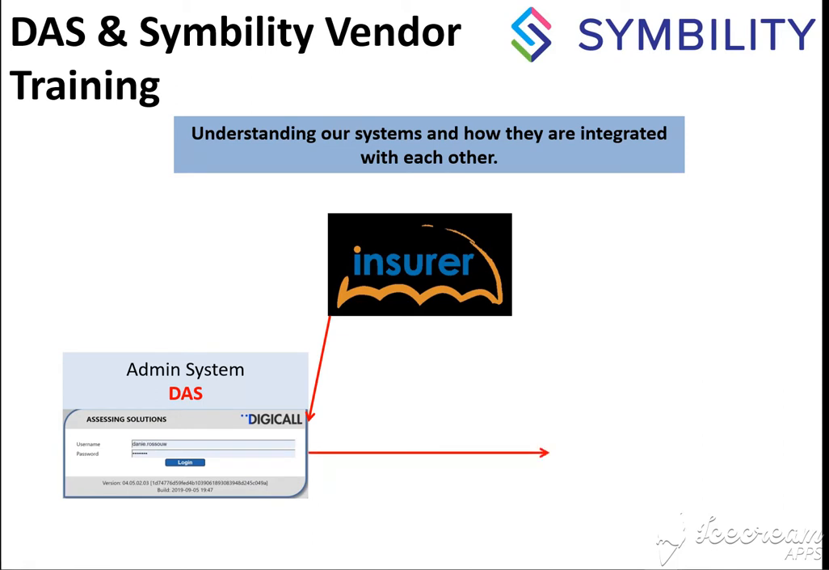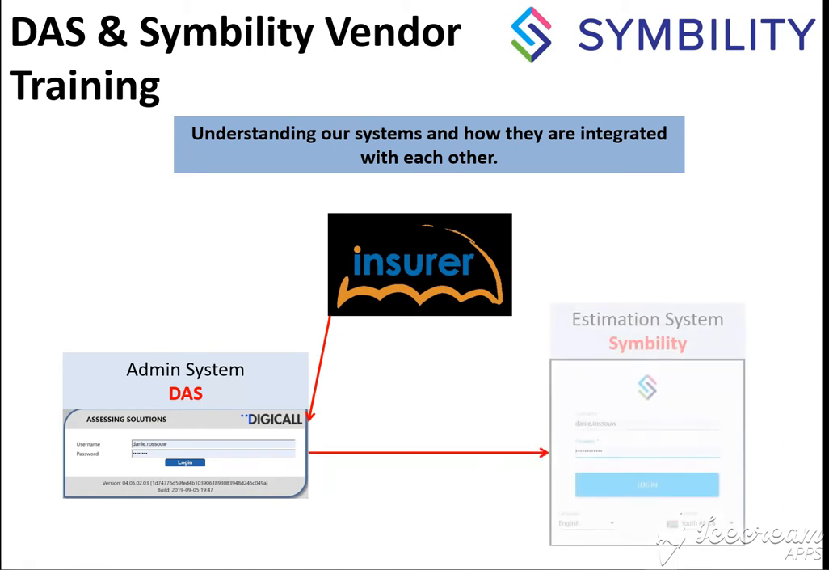From DAS, the claim will be allocated to the Simbility system, where the assessor and service provider will work to create an estimate and a report. The insurer may also assign a claim directly to the service provider on Simbility from those insurers that have adopted Simbility already as an operating system.